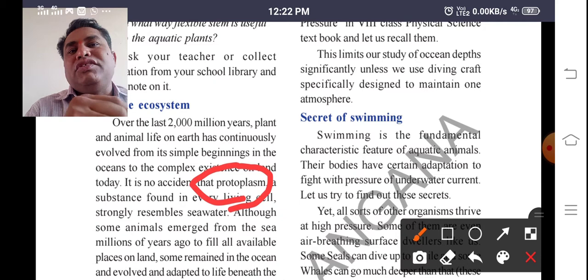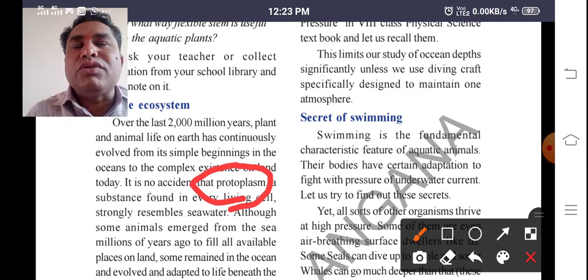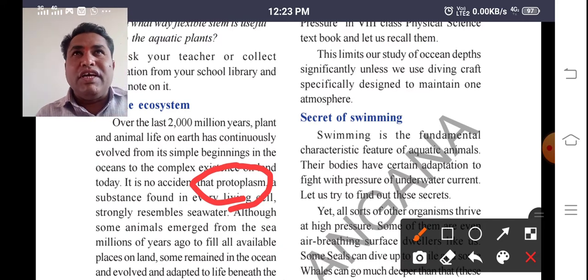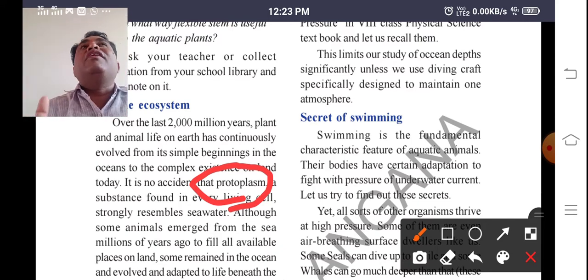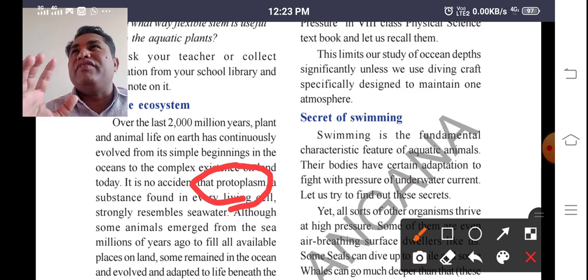Our life also starts with a single cell. For example, in a human being, our life starts with a zygote. A zygote is a single cell found in the mother's womb, but it undergoes further division and produces a number of cells and forms multicellular organisms like us.